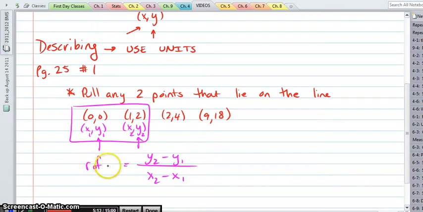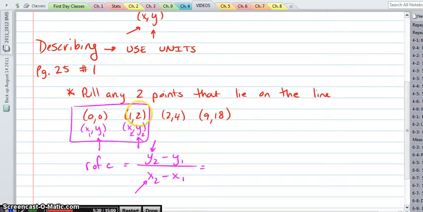So again, to calculate rate of change, this is how we could go about doing it. It doesn't matter which point you label x2, y2, or which one you label x1, y1, as long as you're just consistent and you start with the same point on top and bottom first.